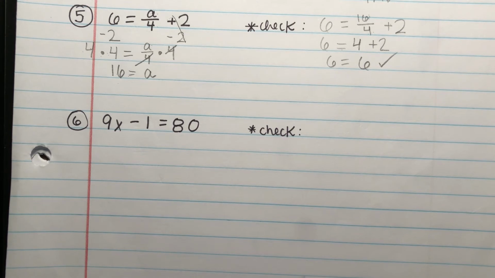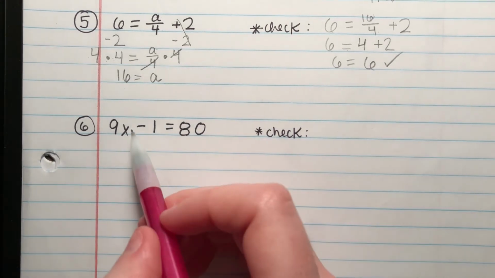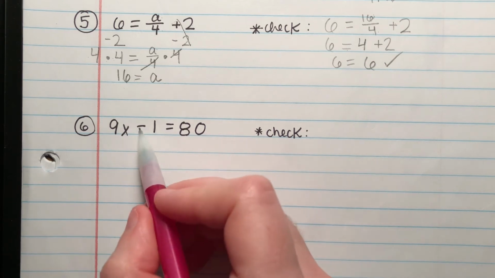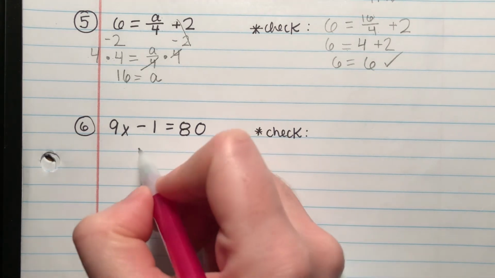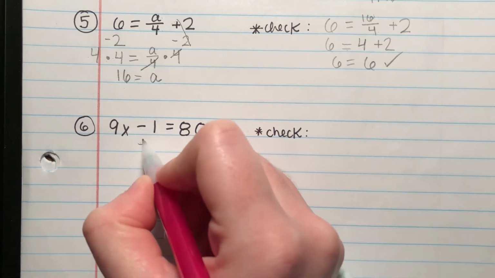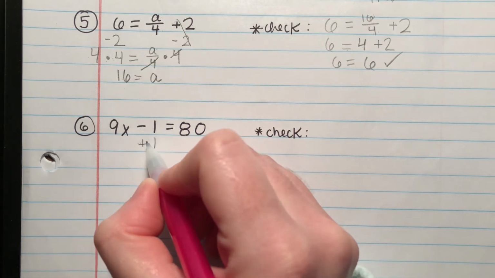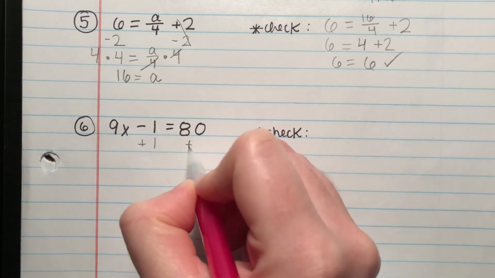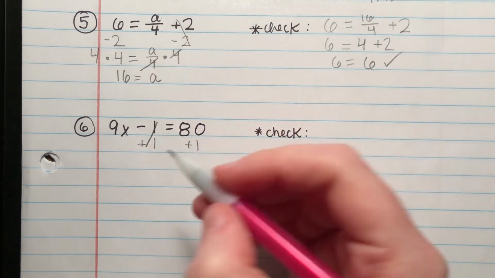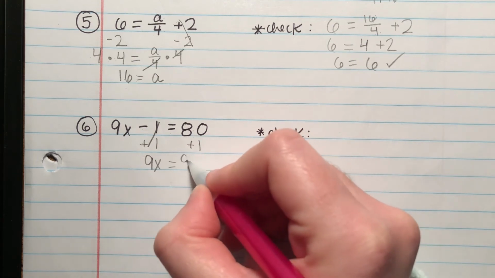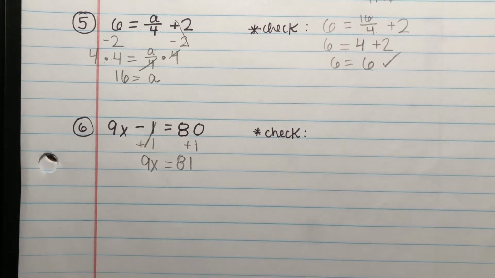All right, last problem here. So back to another simple one. All right, get rid of anything connected to the x by addition or subtraction. Well, I have a minus 1 here. What's the opposite of minus? Plus, right? I'm going to add 1. Whatever I do on the left side, I have to do on the right side of the equal sign, okay? So now I have 9x equals 80 plus 1 is 81.